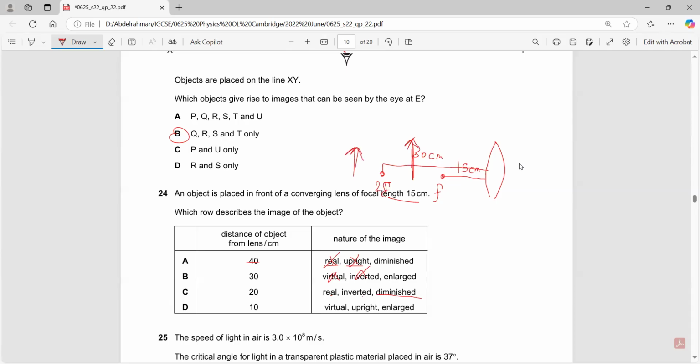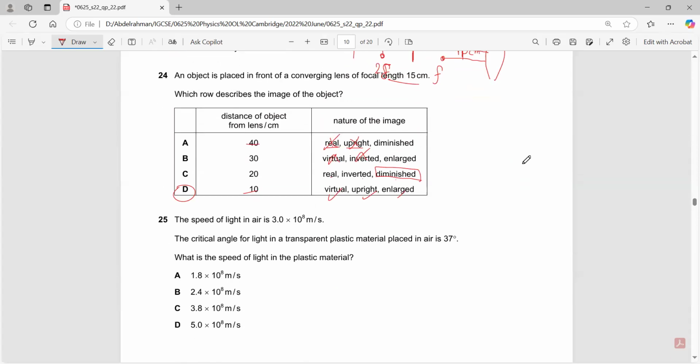If the object was quite far away, at a distance much larger than 2F, in this case much larger than 30 centimeters, then the image would be diminished. If it was exactly on 2F at a distance of 30 centimeters, the image would be the same size. If it was between 2F and F, the image would be enlarged. So that's why this answer is wrong. This should be enlarged. D would be the only correct answer. Why? Because the distance is less than F. So the object is at this position, less than F, and the image is virtual, upright and enlarged. It would appear right behind the object.